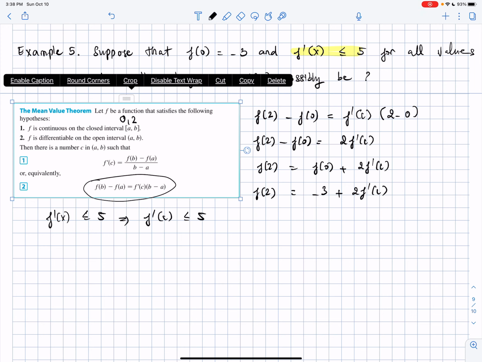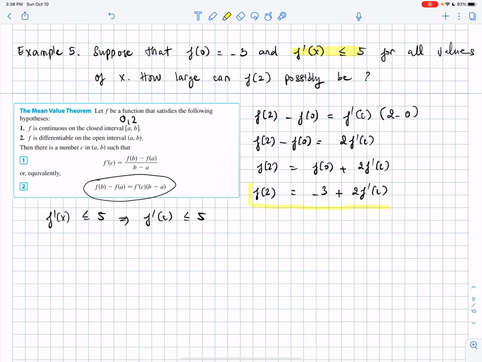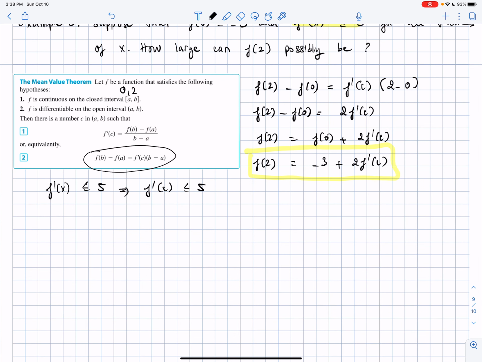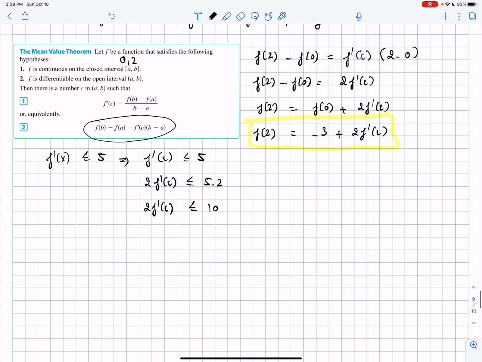Okay, now this is what we want to get. So let's try to get that from the right hand side. Let's multiply both sides by 2. Then we get 5 times 2 for this inequality. So 2 f prime of c is less than or equal to 10. And what if I subtract 3 from both sides? Then I will have negative 3 plus 2 f prime of c less than or equal to 7.